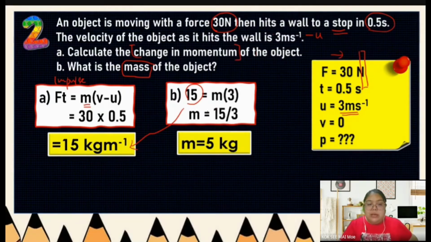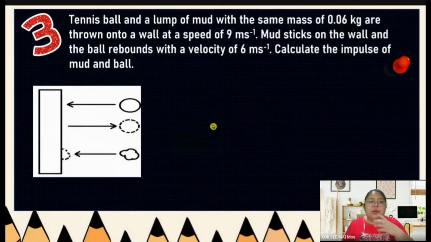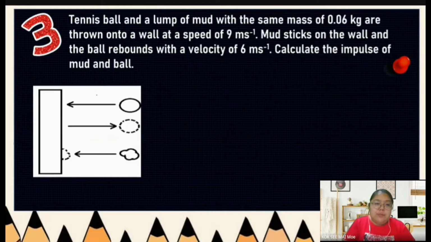Okay, from the impulse, find the mass. 5 kg. Number 3, a tennis ball and also the mud with the same mass, both 0.06 kg. They are thrown onto the wall at a speed of 9. Okay, the mud sticks on the wall.